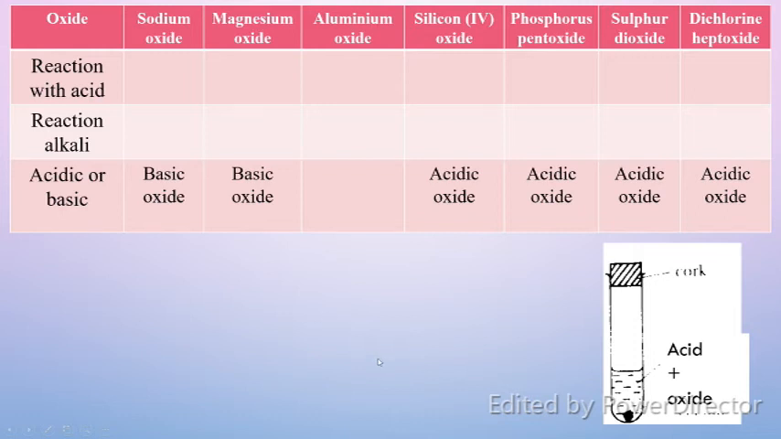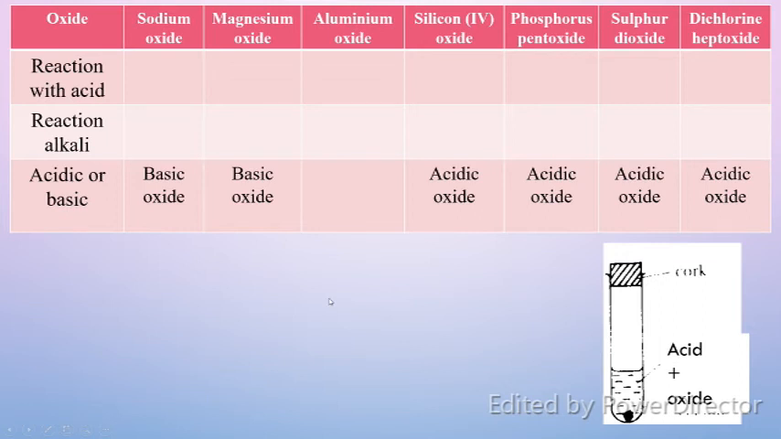So now imagine that we are carrying out the simple activity in the experiment in the lab. So I pour in some acid and then I add in oxide. So now I add sodium oxide and magnesium oxide. Of course I start with sodium oxide first. When I add sodium oxide and then I shake it, do you think that basic oxide will react with acid?